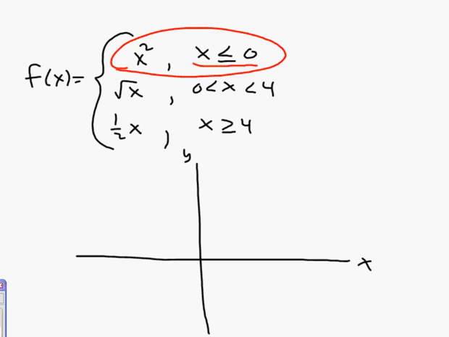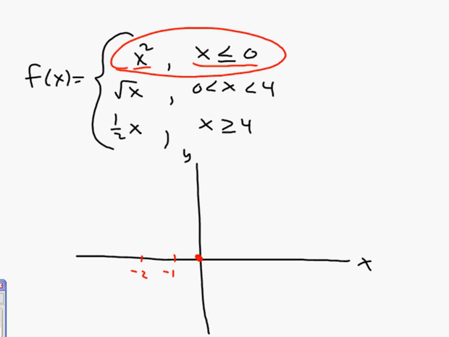So let's plug in 0 first. 0 is a part of it. We take x equals 0 and plug it into x squared. 0 squared is 0. So we know it goes through the point (0, 0). We also know it has to be a solid dot because this domain says less than or equal to 0. All right? It's probably worth plugging in -1 and -2 just to get a sense of the picture.